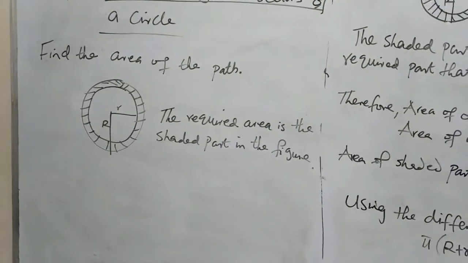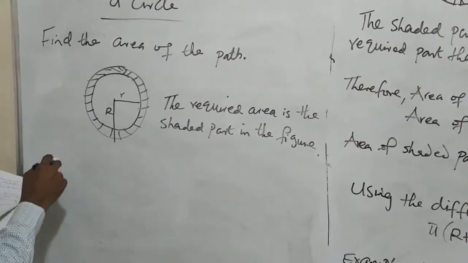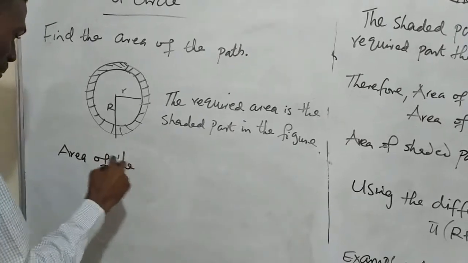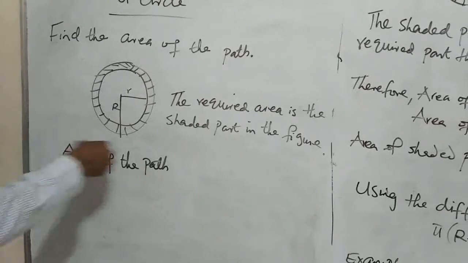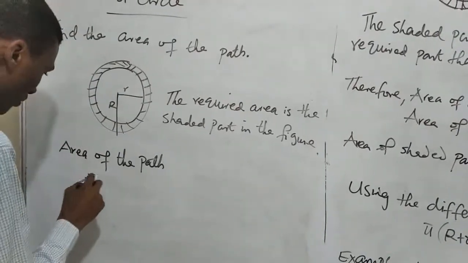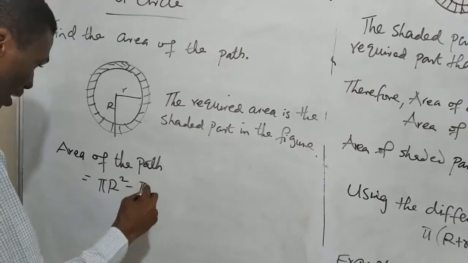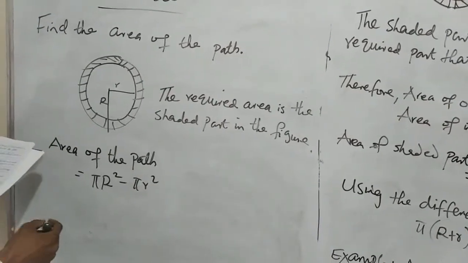We apply our formula. The area of the pathway will give us the area of the bigger circle minus the area of the smaller circle. So we have pi R squared minus pi r squared, the big R for the bigger circle and the small r for the smaller circle.